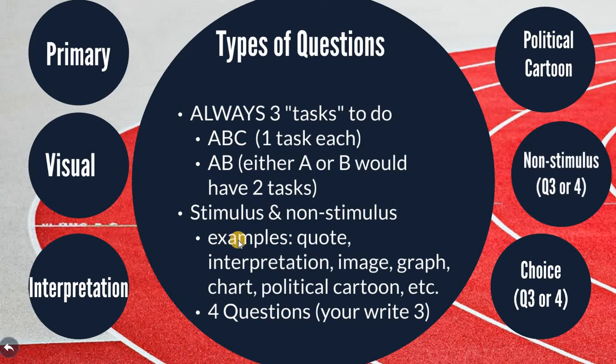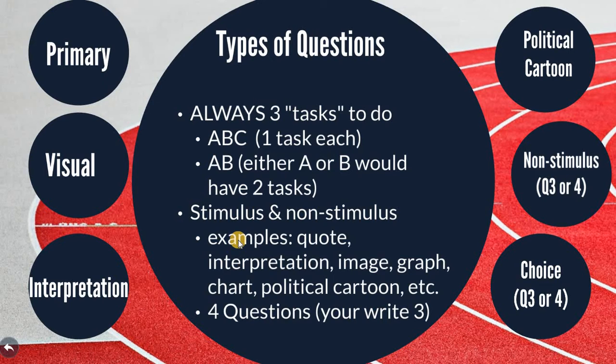You may, and I'll show you an example in a moment, see an SAQ that's just labeled A and B. Either A or B would have 2 tasks within that prompt to do. But you're always thinking of 3 things you need to do, and so you need to race through the model 3 times. Also, these types of questions will have stimulus and non-stimulus examples, so they can use a quote, interpretation, image, graphs, charts, political cartoons.